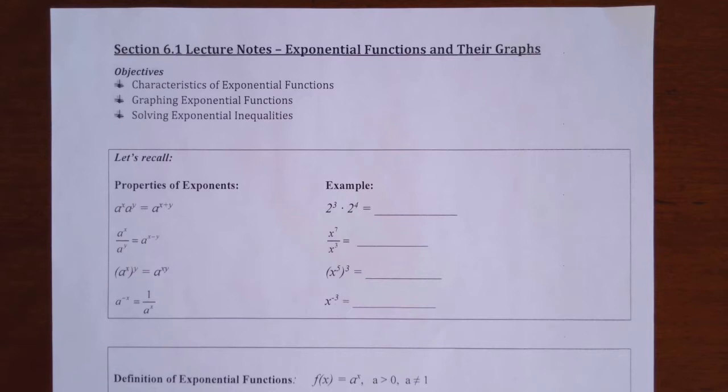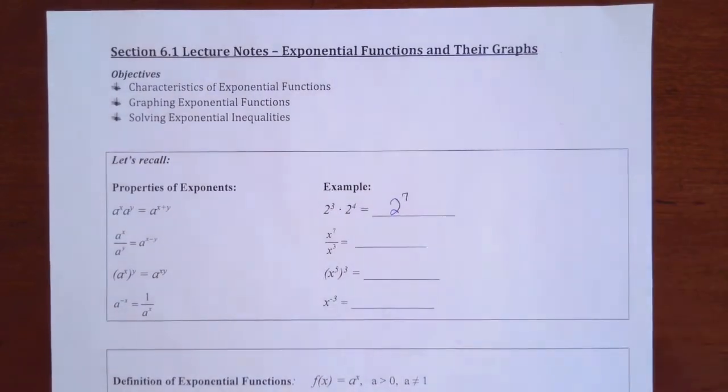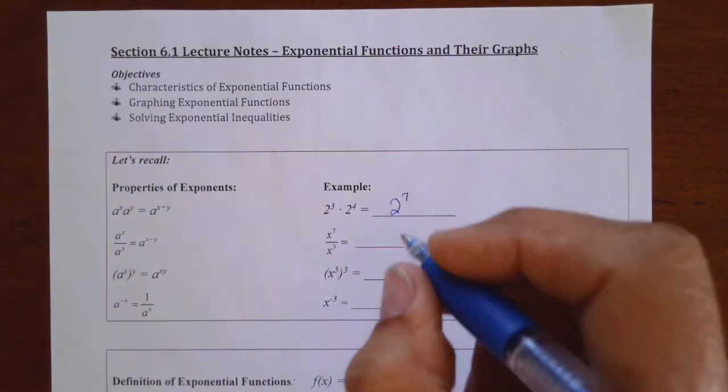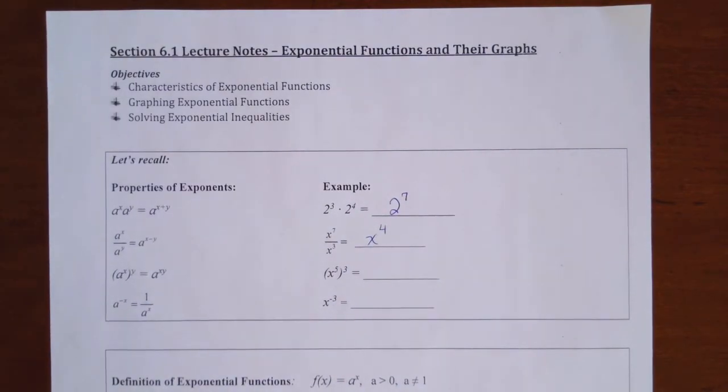The first one is when you multiply exponents of the same base. Remember that you add your exponents. So the example given to you is 2 to the third times 2 to the fourth. If we were working that out, we would end up with 2 to the 7th. Then you have the division of your exponents when you have the same base, which is to subtract them. So if you had a problem like x to the 7th over x to the 3rd, you would subtract and you would end up with x to the 4th.